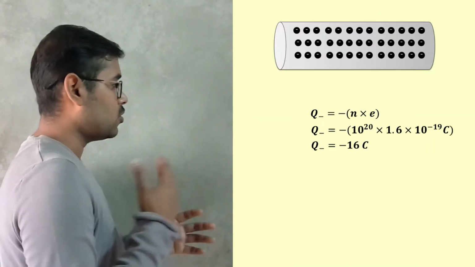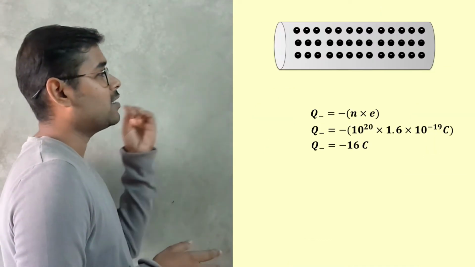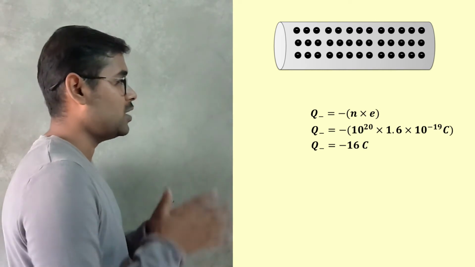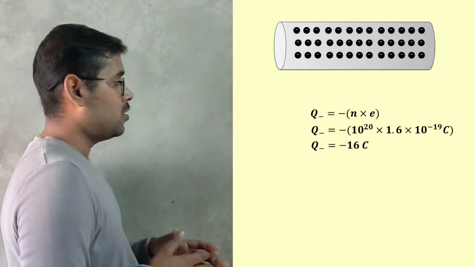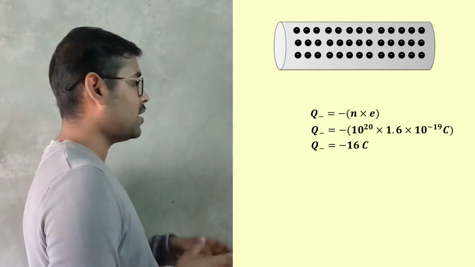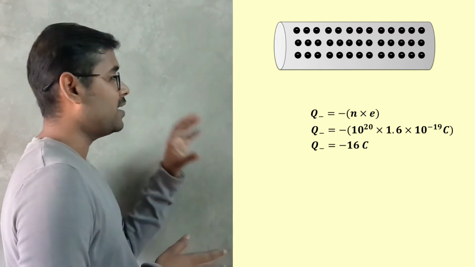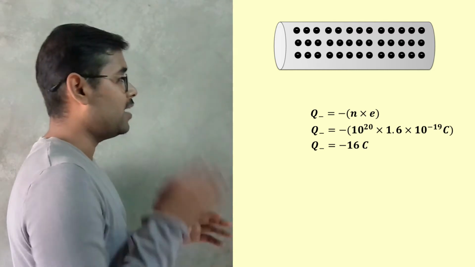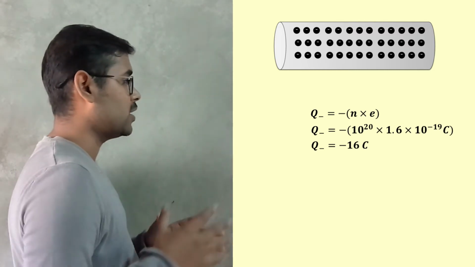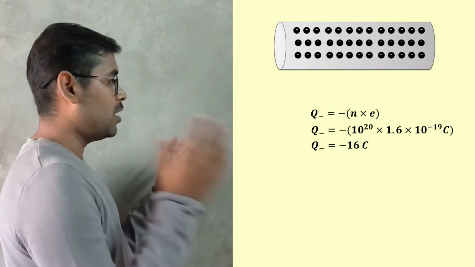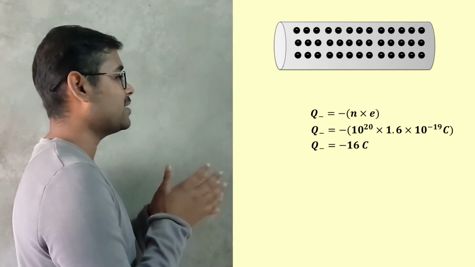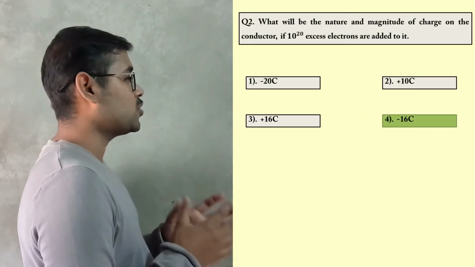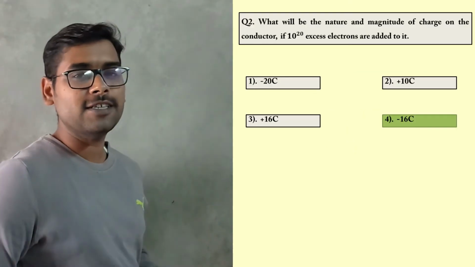Now coming back to the question, here they have added 10^20 excess electrons to the neutral conductor. So net charge on the body will be negative, and that charge is given as -ne. Here n is 10^20 and E here is 1.6 × 10^-19 coulomb. If you multiply these two values, you will get net charge Q on the body as -16 coulomb. So answer to this question is option number 4, that is -16 coulomb.